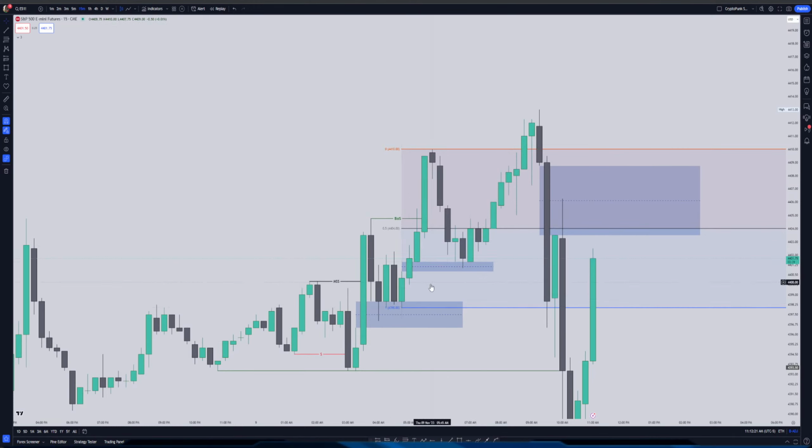So this is how I mark my OTZ. OTZ, not the premium and discount, OTZ. You see, when price was here, I marked it like this. Yes, I have a fair value aligning there with both of my optimal trade zones. Also, it's clearly above my 50% level as well. Now, did price reach there?